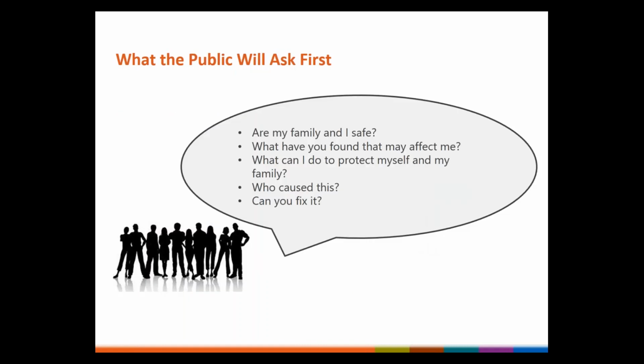And what will the public ask first in a crisis? If it's enough to cause outrage, the public's risk perception is high. What do they want to know right off the bat? These are the general questions. Are my family and I safe? What have you found that may affect me? What can I do to protect myself and my family? Who caused this, and can you fix it? And generally it's in this order. And keep these questions in mind when you're developing a communication strategy during an emergency.